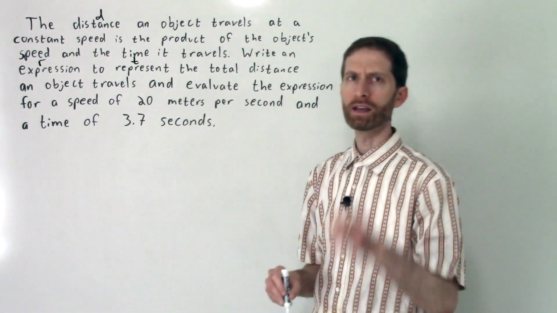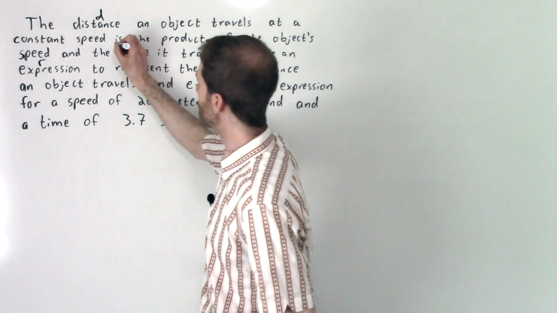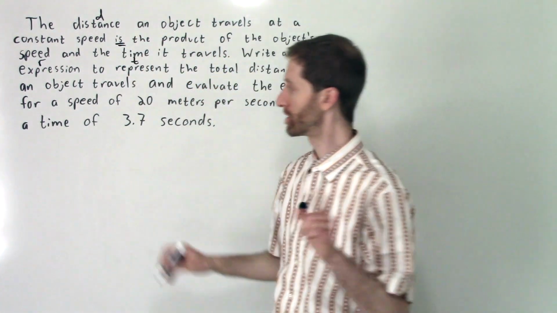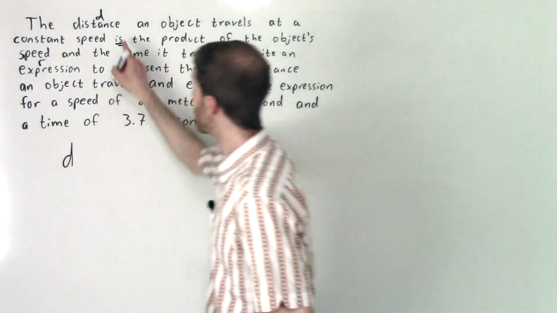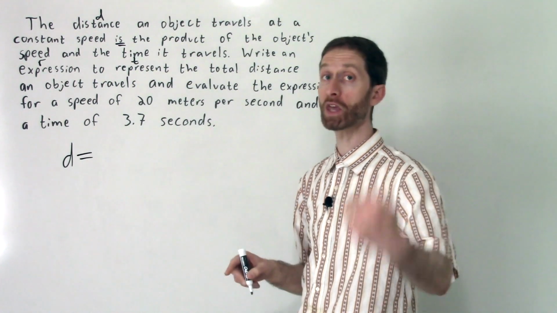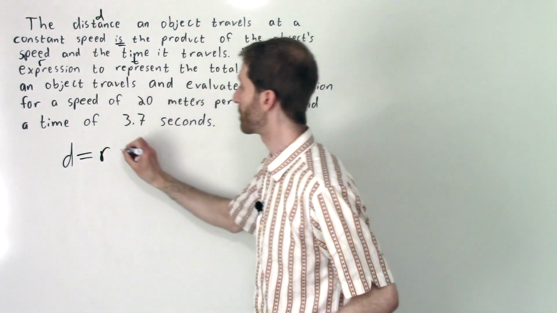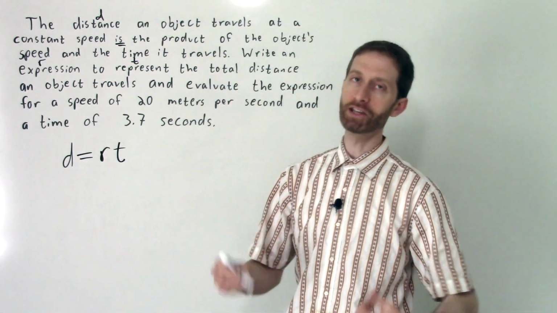So let's think about that. The distance an object travels is, that's equals. So hidden in there is an equation. The distance is equals the product. So that would be the multiplication of the speed, which we're calling R, and the time, which we're calling t. Distance equals rate times time.